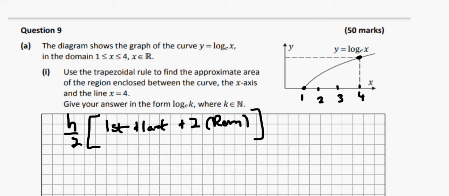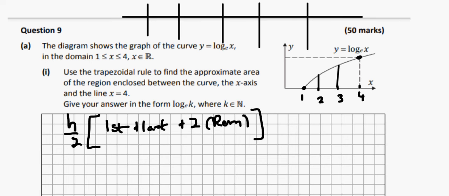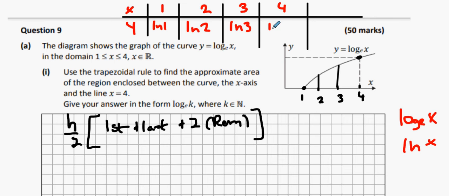Now, next thing. You're going to need a set of x and y values to make this work, because you need to find each height. Now, it's log base e. What's log base e otherwise known as? We'd hope you'd all know it as ln. So, essentially, the x values are 1, 2, 3, and 4, which means the y values would be ln1, ln2, ln3, ln4. The h value is your width. It's called area approximation because it's not 100% accurate, but it's pretty close.